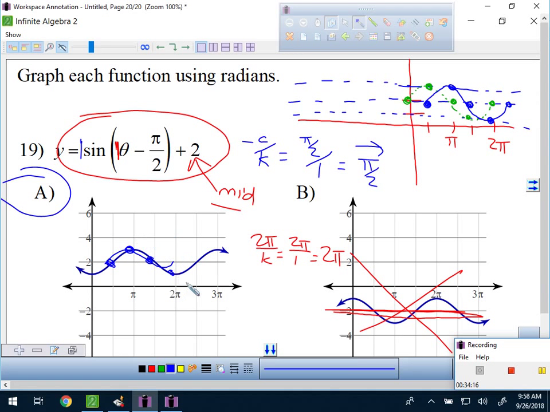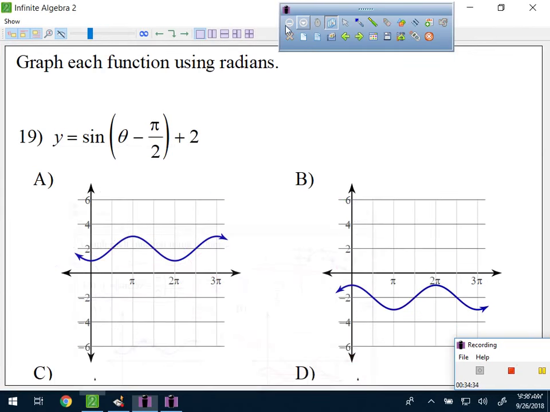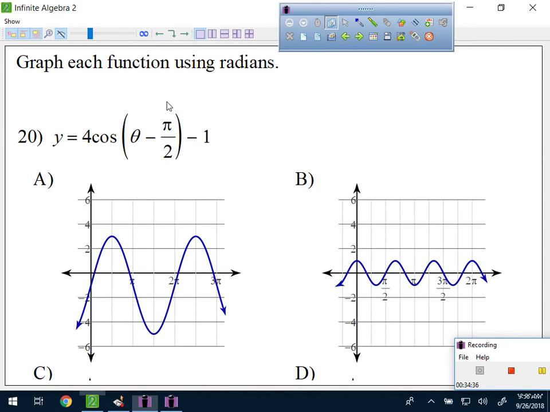And so again, what I would do, guys, is find the midline first, and I would scratch out whatever answer choices aren't where the middle should be, and then go from there, and you'll be good to go. Now, for this replacement, you're going to have one that's a sine graph, but you're also going to have one that is a cosine graph. And so we're going to do the same thing for this one.